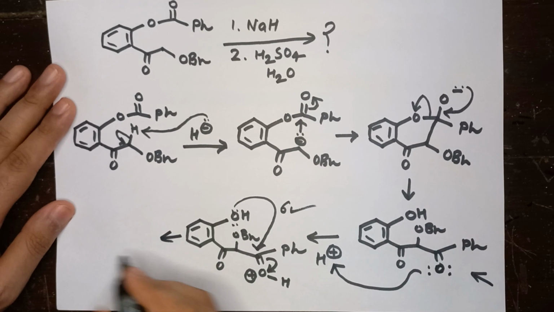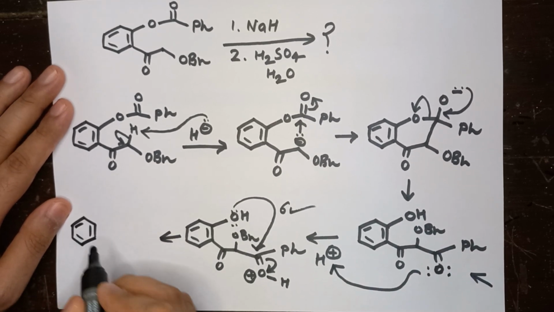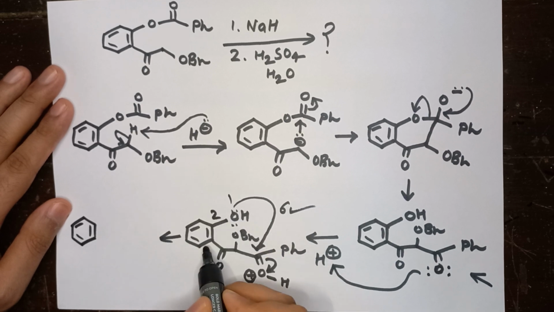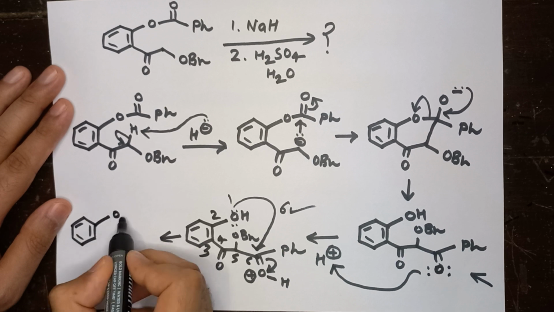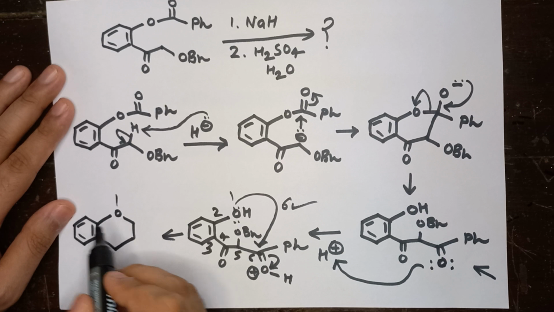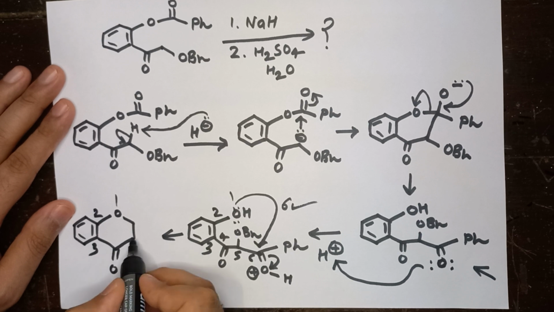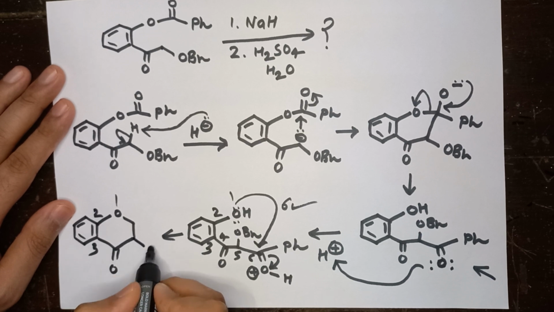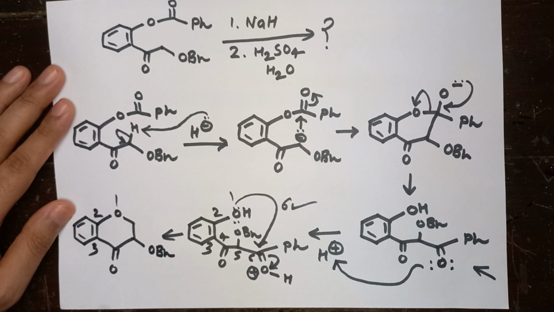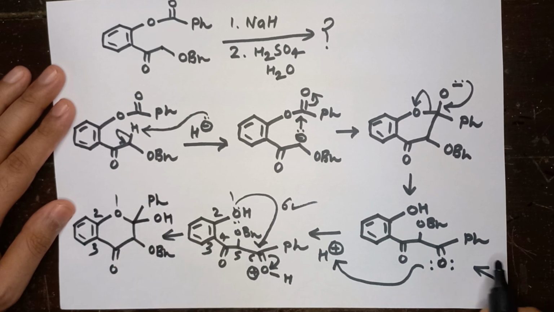So this gives me, so let's number 1, 2, 3, 4, 5 and 6. Okay, so this oxygen is 1, 2, 3, 4 has a carbonyl, and this fifth one has OBn. The sixth carbon has 1 Ph and 1 OH, right?